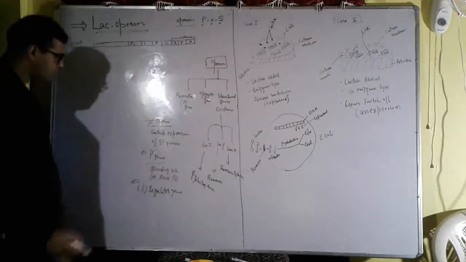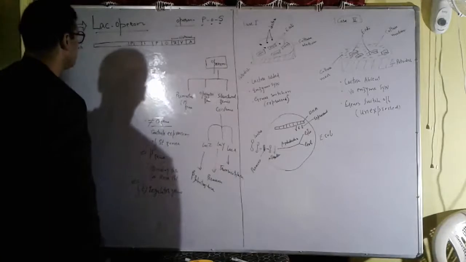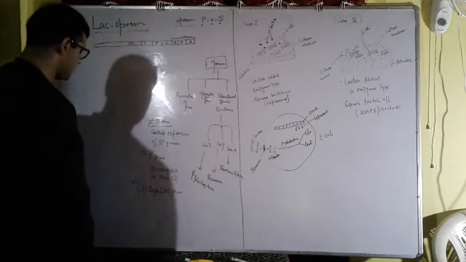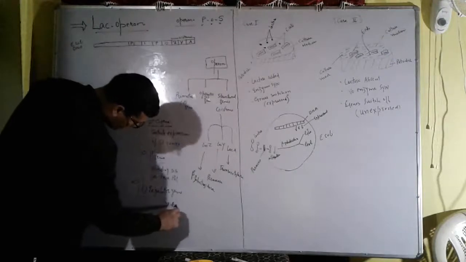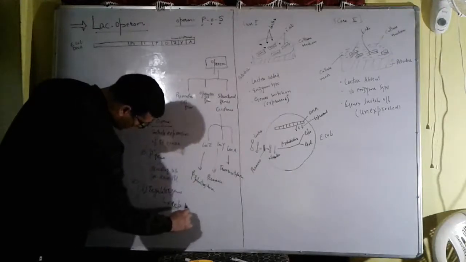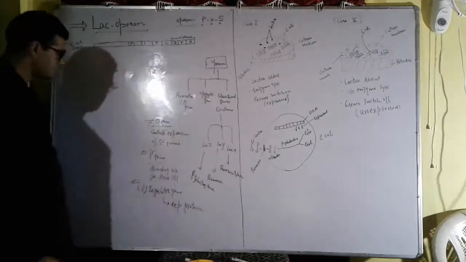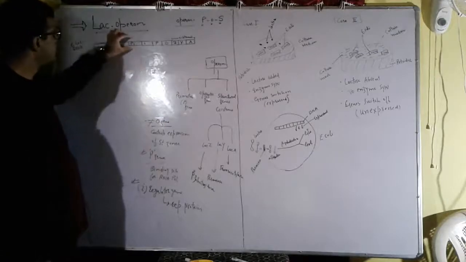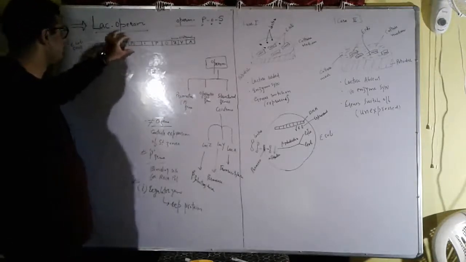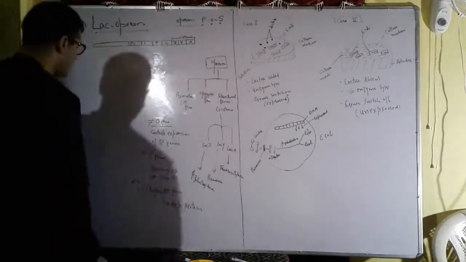And this regulator gene synthesizes a protein that is called a repressor protein. And PI, that is the promoter of the regulator gene, is the binding site for RNA polymerase. Promoter is always the binding site for RNA polymerase.